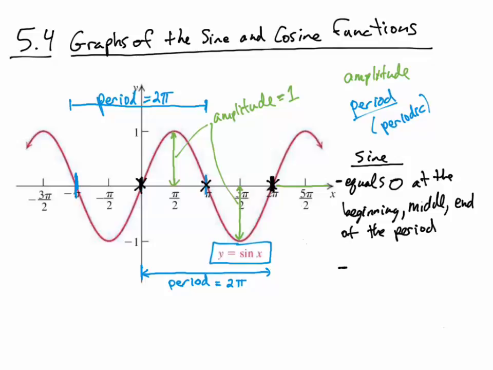Additionally, the maximum value and the minimum value are going to occur at the quarter points. We can imagine that this period length of 2 pi is split up into 4 equal sections. That point at pi over 2 is 1/4 of the way along the period, and 3 pi over 2 is equal to 3/4 of the period length. So we have the max and min values of the curve at the quarter points.